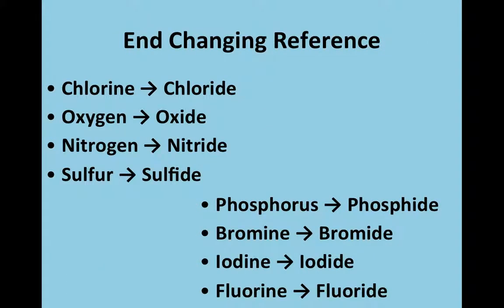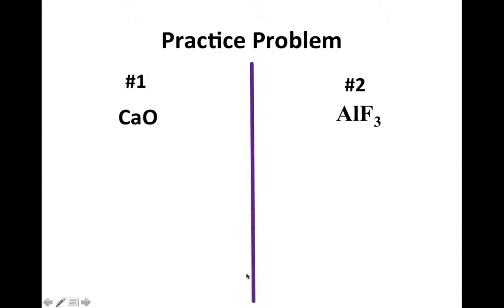Okay? So let's look at each of these. Remember, in changing our names, chlorine would actually turn into chloride. Oxygen is a little tricky, but we would drop the YGEN and add IDE, so it would be oxide. Nitrogen would be called nitride, sulfur, sulfide, phosphorus, phosphide, bromine, bromide, iodine would be iodide, and fluorine would be fluoride. All right, so let's practice.